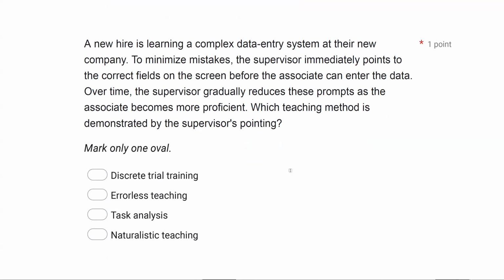A new hire is learning a complex data entry system at their new company. To minimize mistakes, the supervisor immediately points to the correct fields on the screen before the associate can enter the data. Over time, the supervisor gradually reduces these prompts as the associate becomes more proficient. Which teaching method is demonstrated by the supervisor's pointing? So we are looking specifically at the supervisor's pointing. That is what the question wants to know about. The teaching method demonstrated by the supervisor's pointing.